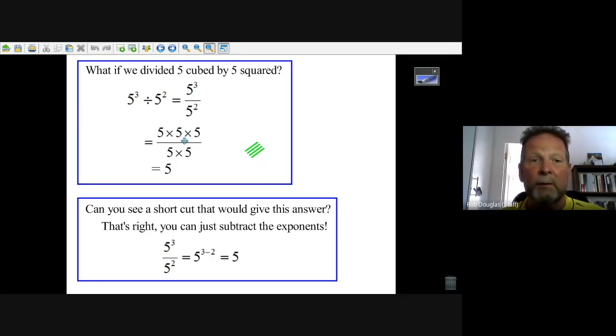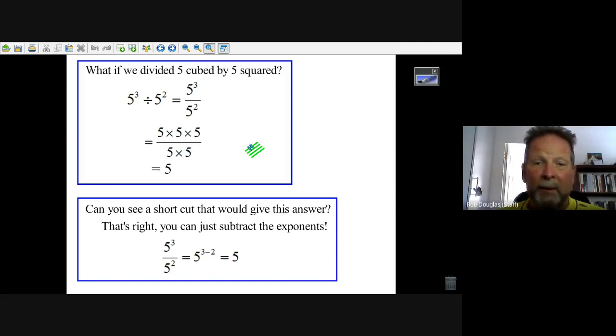Okay, there's another thing here. What if we divided 5 cubed by 5 squared? Another way of expressing dividing is using a dividing line. This means 5 cubed over 5 squared, which is really 5 cubed divided by 5 squared. In the top we have 5 times 5 times 5. On the bottom, 5 squared is 5 times 5.